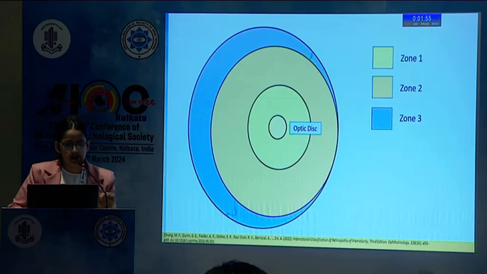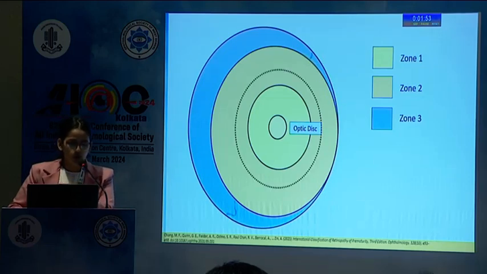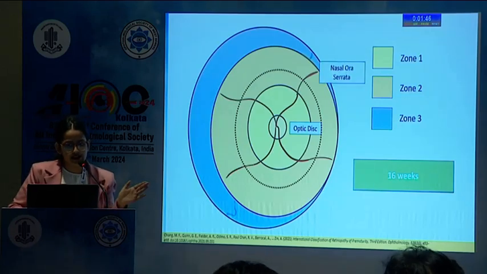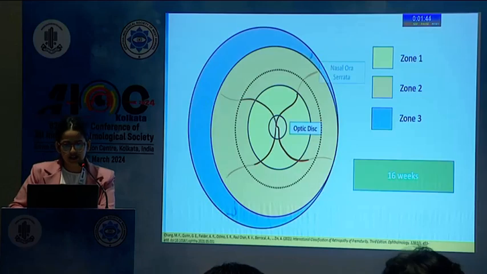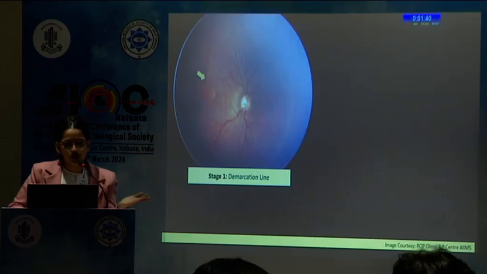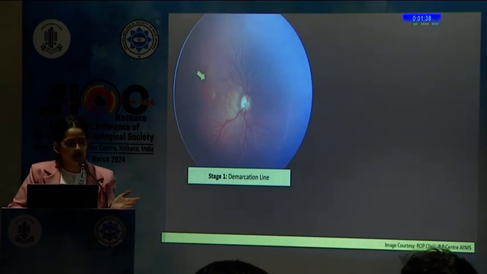So there are 3 zones. And there is a zone 2 posterior, which was recently introduced. So in the first 16 weeks of life, the retinal vessels just start to grow from the optic disc, and by 36 weeks, they reach the nasal ora serrata, and by 40 weeks, they reach the temporal ora serrata. So once you know the normal physiology, you should know what signs are there to catch ROP.